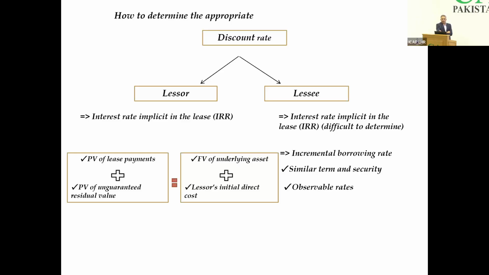You determine the fair value of the asset and you determine the lessor's initial direct cost. It will become the lessor's investment in the lease, and then you discount at that rate of interest, which will make future receipts exactly equal to the fair value of the underlying asset plus the lessor's initial direct cost. That rate will be called the interest rate implicit in the lease, and that is also called IRR.